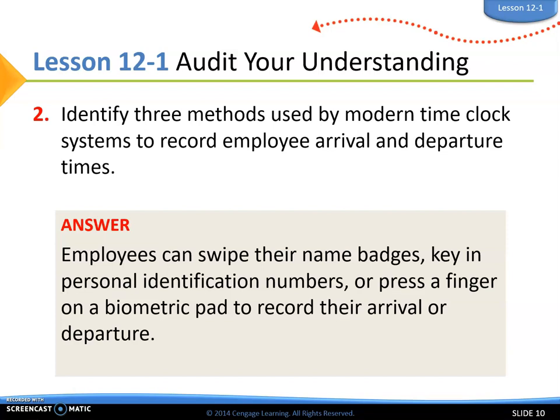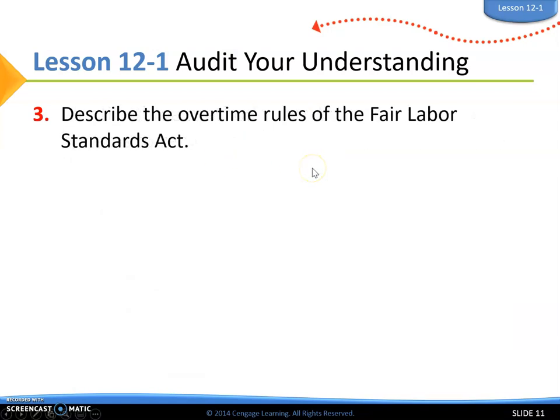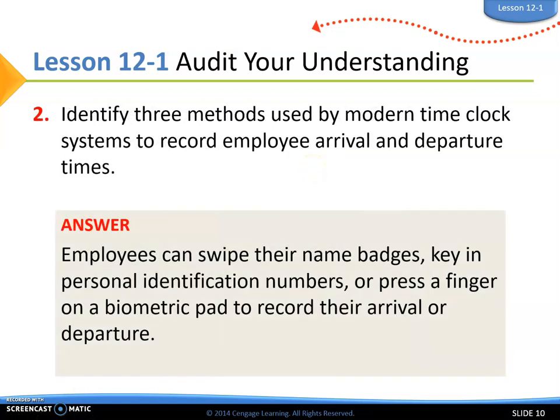Employees can swipe their name badges. So it might have like a little magnetic strip on it so that they swipe their name badges to clock in and out. I did talk about that ID number or a fingerprint for them to record their arrival and their departure. Also, we might have a combination of both as well. So I have heard of some businesses that they clock in with their ID number and their fingerprint.